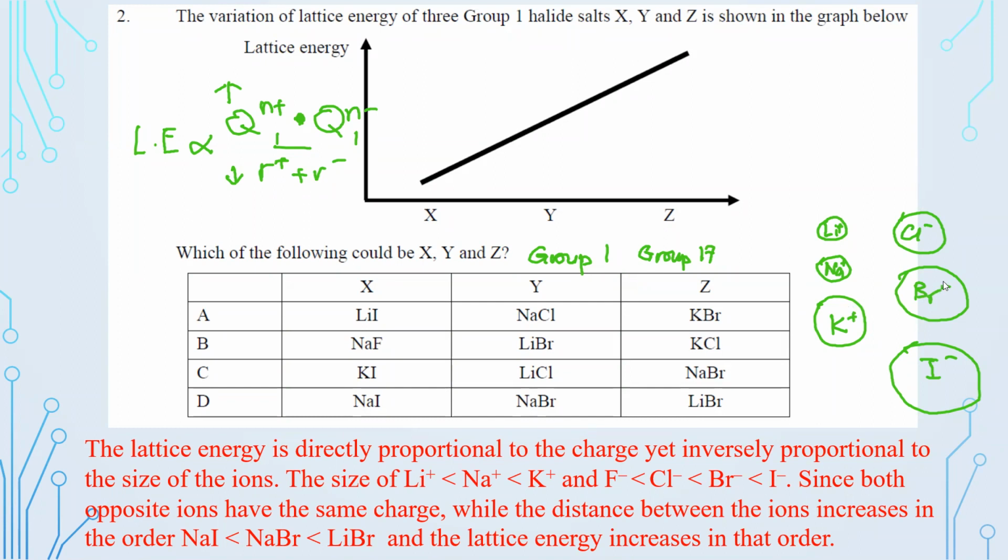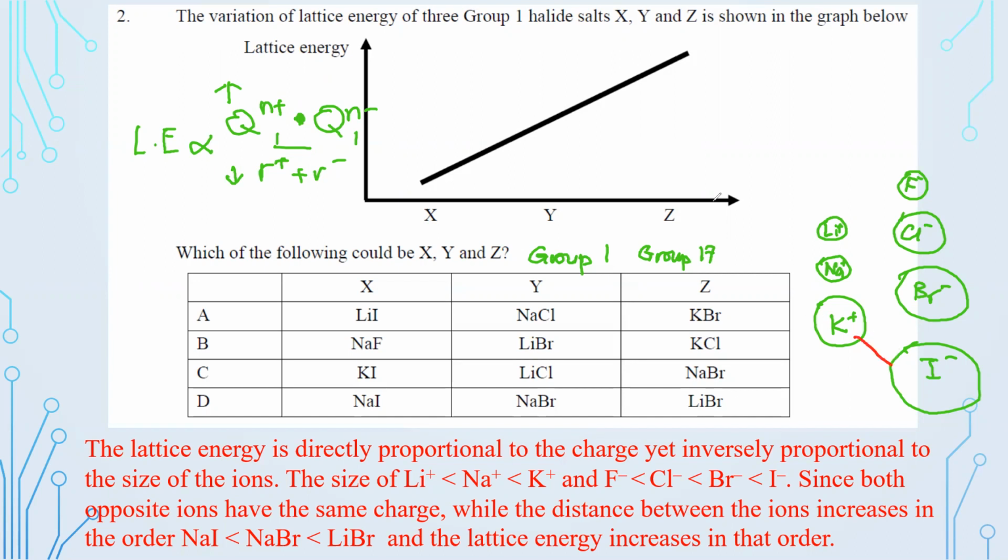So X is unlikely to be the choice. The smallest X here is NaF, so NaF may be the smallest among the choices. F⁻ is even smaller, and smaller means a higher lattice energy. So B is definitely not our choice. Let us start from C. KI is the largest among them, therefore the one with the lowest lattice energy.